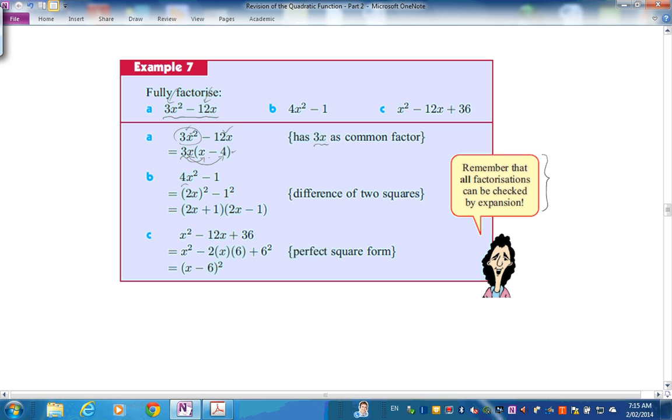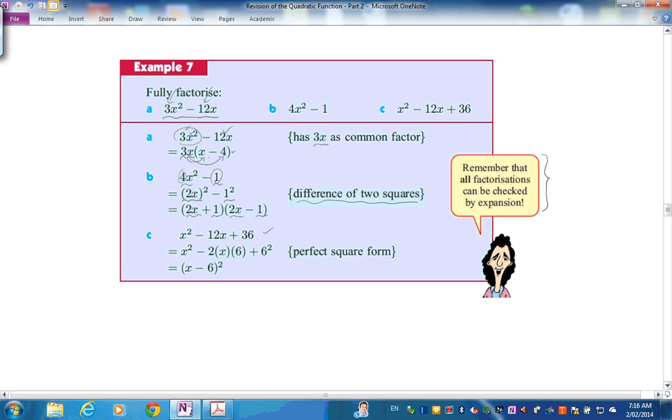Okay, 4x squared take 1. Is there a common factor? No. 4 and 1, no common factor. But 4x squared is 2x all squared, and 1 is 1 squared. So it's 2x plus 1, 2x take 1. The difference of two squares rule. You spot that one. Okay, what about this one down here?